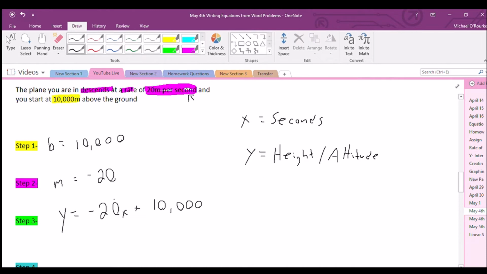So let's go back here and we're going to write the equation again. But we're going to replace it with letters for variables here. So this is going to be altitude this time. Instead of y, we're going to say altitude equals negative 20 s plus 10,000. Here's our equation for that one. Okay.